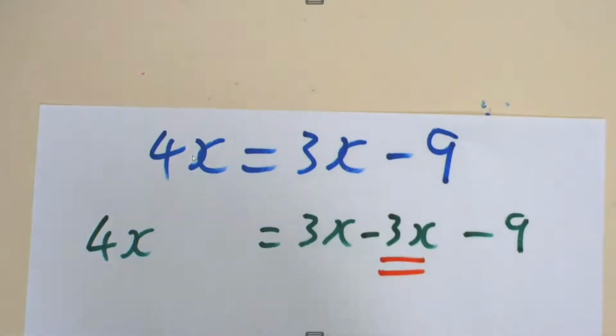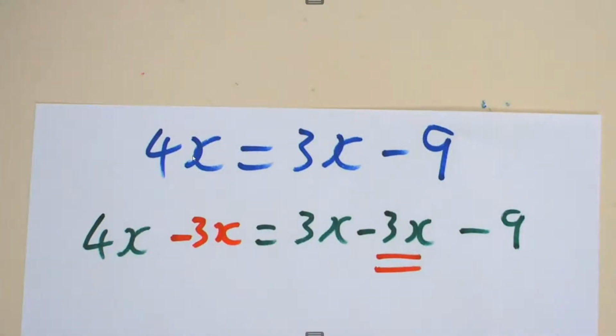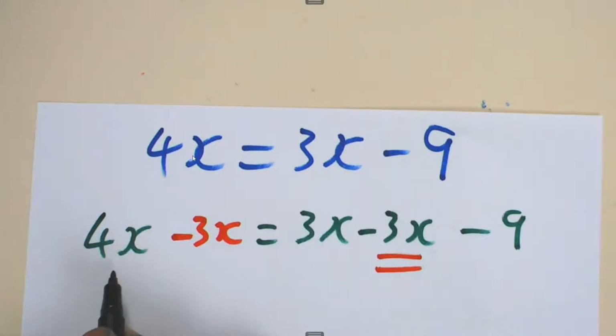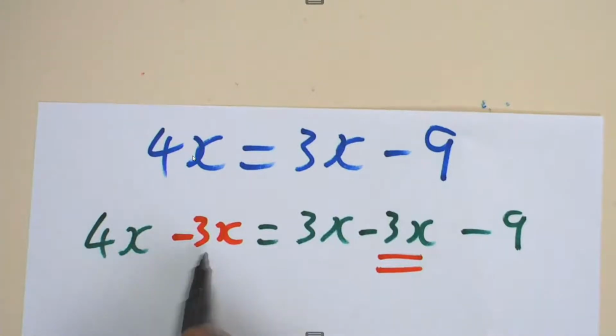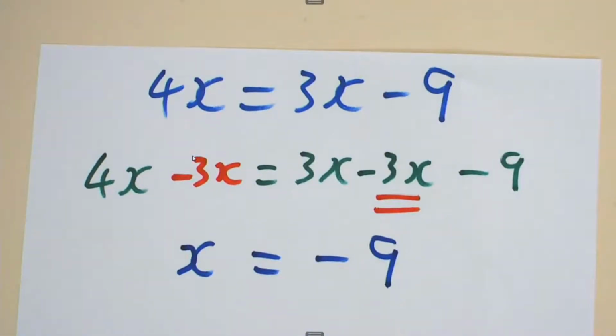Therefore, what you do on the right, you also do on the left. That's what we mean. Therefore, 4x minus 3x. What is the difference between this one and this one? For this one to be equal to this one, it needs 1, which means x equals minus 9. Meaning your x is equal to minus 9.